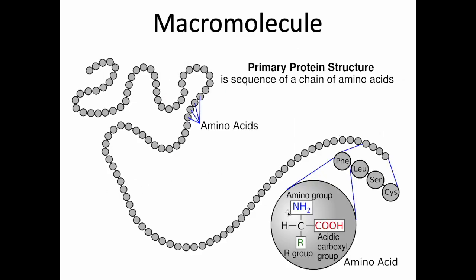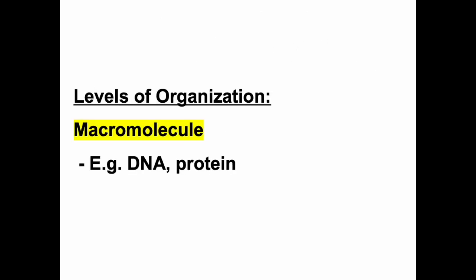Here's another quick example. This is an individual amino acid. The little beads here, individual amino acids. But if you take a bunch of these and string them together, we form the macromolecule called a protein. So the formal definition is a large molecule typically formed by the joining of smaller molecules. DNA and protein, both great examples that we'll see more of in later chapters, both great examples of macromolecules.